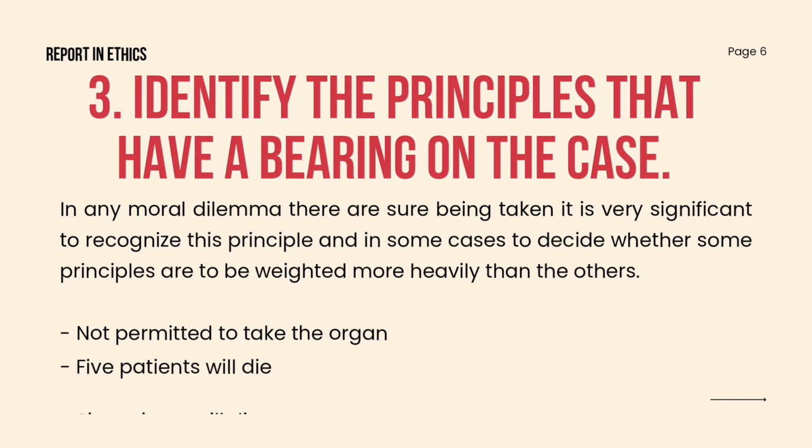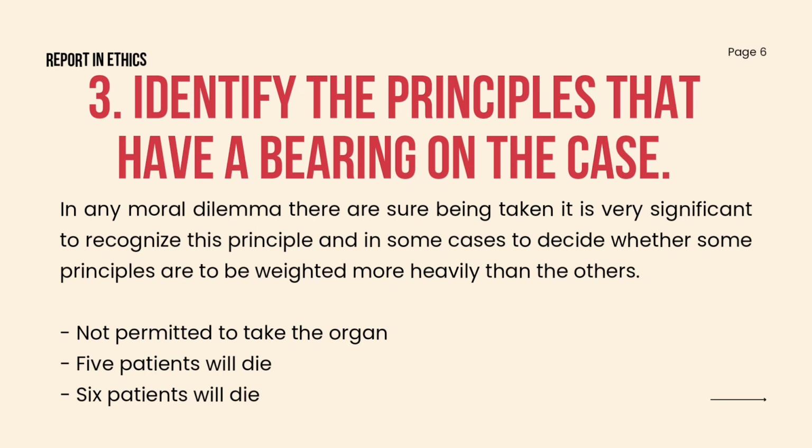Identify the principles that have a bearing on the case. In any moral dilemma, there are principles being taken into account. It is very significant to recognize these principles and, in some cases, to decide whether some principles are to be weighted more heavily than others. So the 3 principles that have a bearing on this case are: not being permitted to take the organ, 5 patients will die, or 6 patients will die.